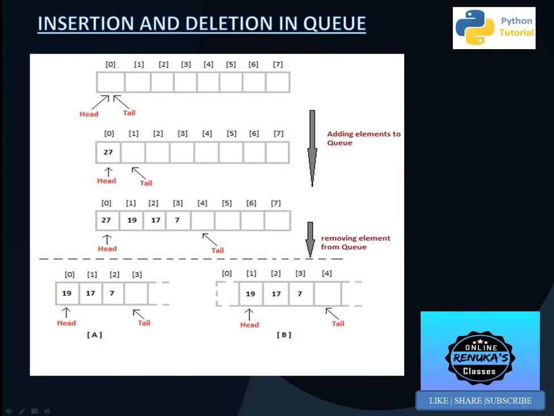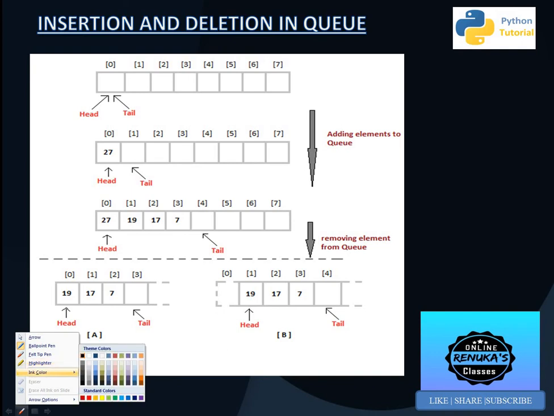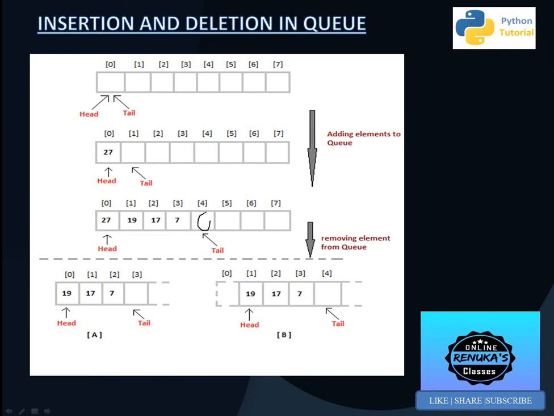It will move to the next box after the last item, so that a new item can be added there. So tail, or we can say the rear end, shows the pointer where we can insert the new item. So that is the tail part.